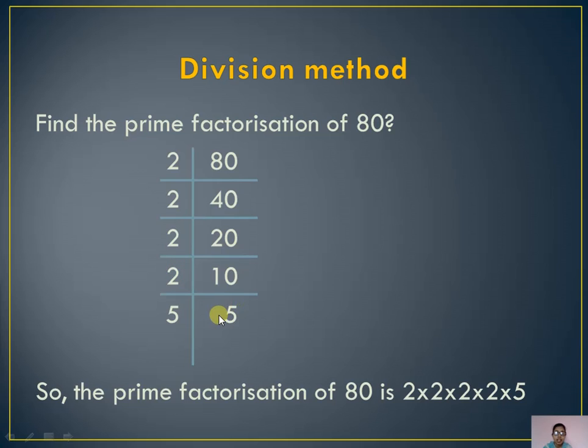Now we cannot divide this 5 by 1, 2, 3 or 4. So we can divide this 5 by 5 itself. So we get 1 here. Now we will stop this process here. So the prime factorization of 80 is 2 multiplied by 2 multiplied by 2 multiplied by 2 multiplied by 5. They all are called prime factors.